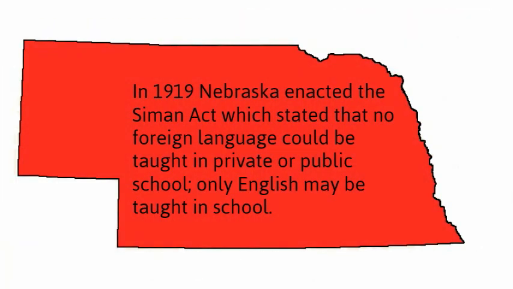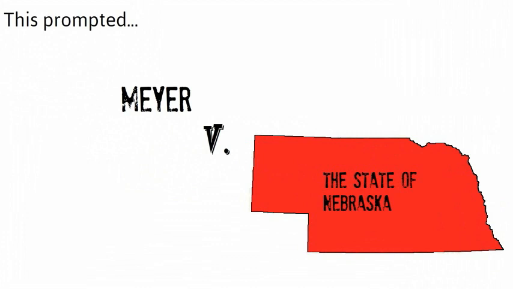In 1919, Nebraska enacted the Simmon Act, which stated that no foreign language could be taught in private or public school. Only English may be taught in school. This prompted the case Meyer versus the State of Nebraska.